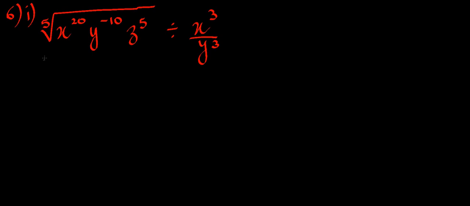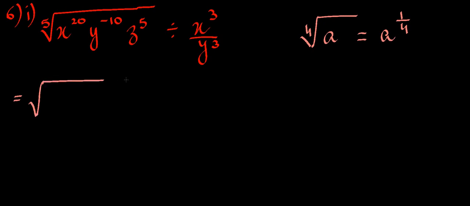So what are we going to do here? First of all, let me remind you that in case of a root sign, this is the identity over here. If I have a 4 over here and a over here, we get that is equal to a raised to 1 upon 4. Okay, so the similar law we are going to apply over here. We will say that is equal to root of x raised to 20 y raised to minus 10.